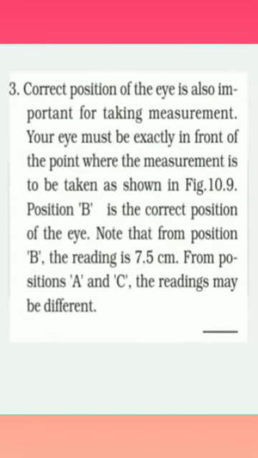The correct position of the eye is also important for taking measurement. Your eye must be exactly in front of the point where the measurement is to be taken, as shown in the pictures. Position B is the correct position of the eye. Note that from position B, the reading is 7.5. From position A and C, the reading may be different.